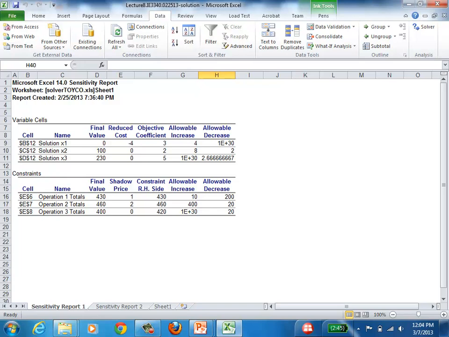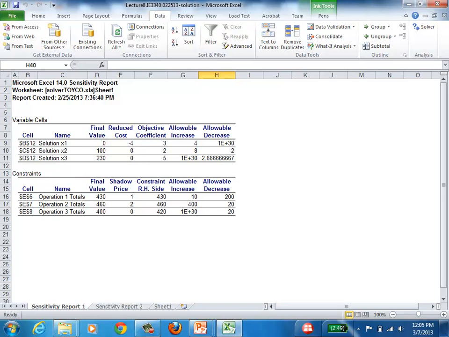Now, the top of the analysis corresponds to changes in the objective function. This one is looking at the capacities, where we change the values of the right-hand side. That is the constraints. That is this part of the analysis. This part corresponds to the changes in the revenue, in the objective function.